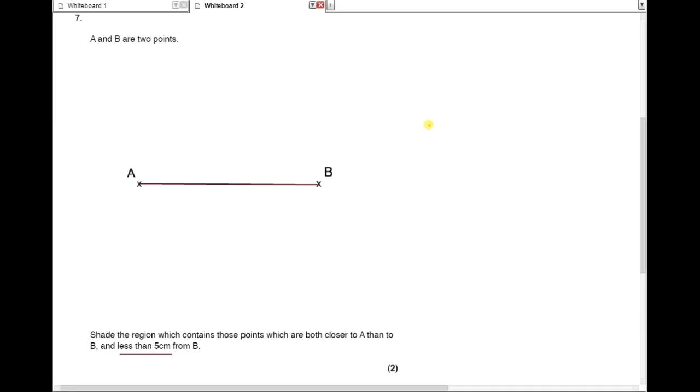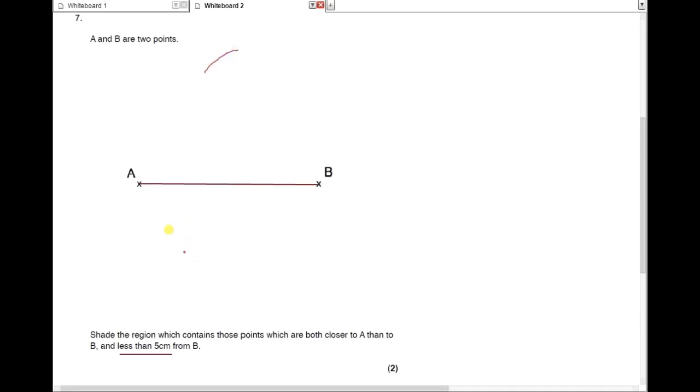Okay, so it has to be more than halfway. Of your AB, yeah. Yeah. So we do the perpendicular bisector. And then we measure 5 centimeter on the compass, and we make a circle around B, a locus of 5.